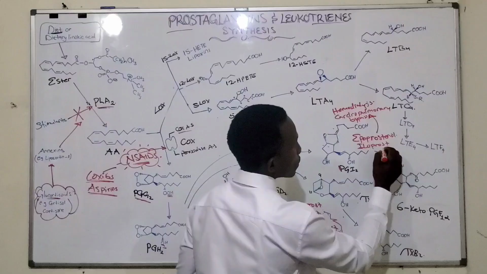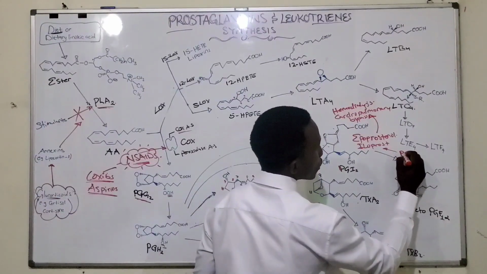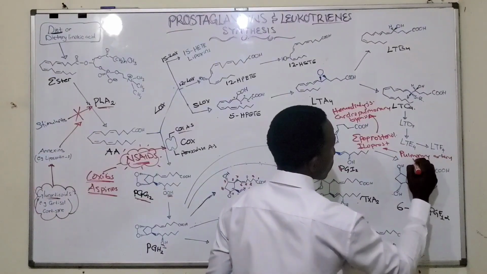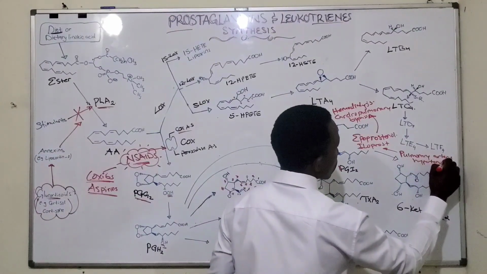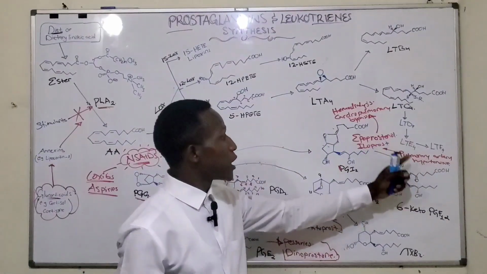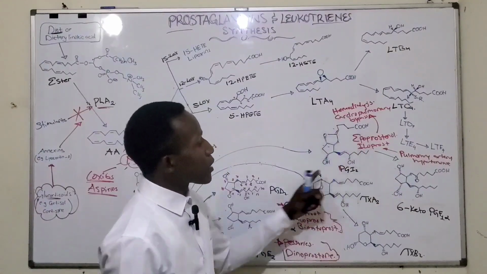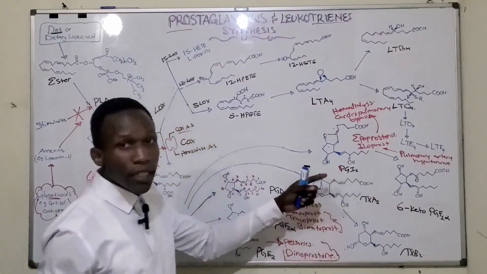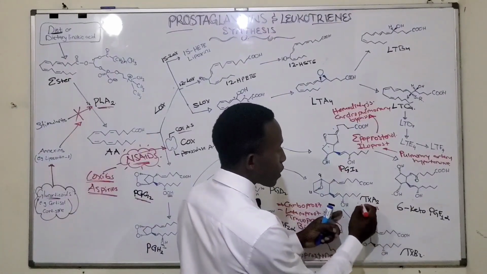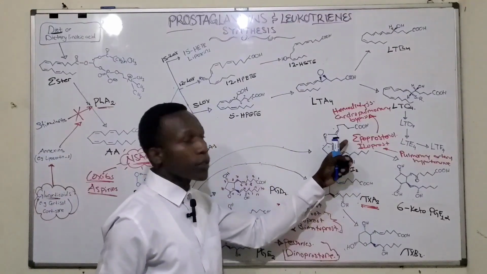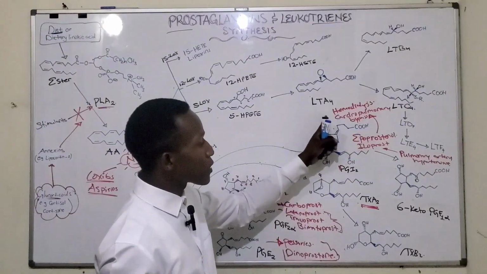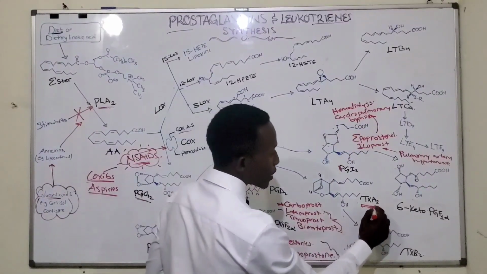Iloprost can be used in pulmonary artery hypertension because it can lead to vasodilation. Remember, the prostacyclins are antagonists to thromboxane. Thromboxane can lead to platelet aggregation, but the prostacyclins prevent platelet aggregation. So that's why they are used for this purpose. Thromboxanes are made in the platelets.